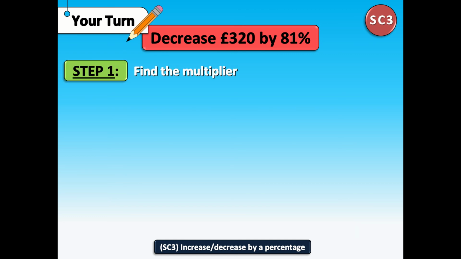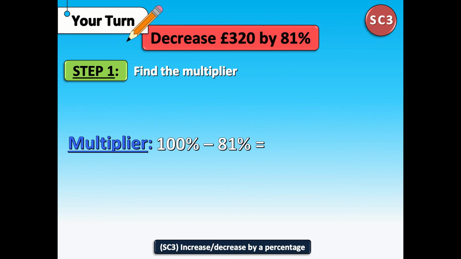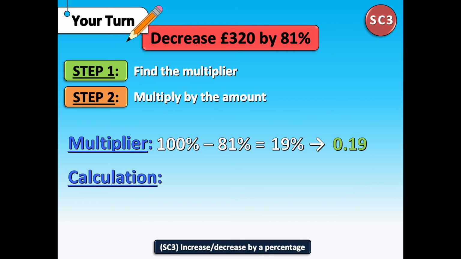So for this question, first of all, let's work out what the multiplier is. So we're decreasing by 81%. So that means our multiplier is 0.19. And then we multiply that by 320. So our answer is £60.80.